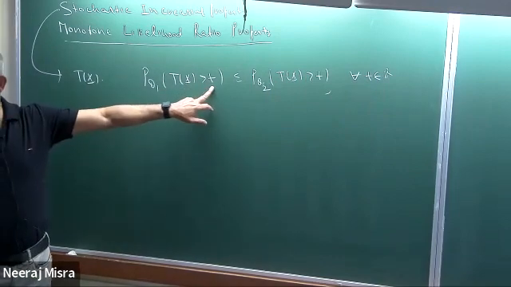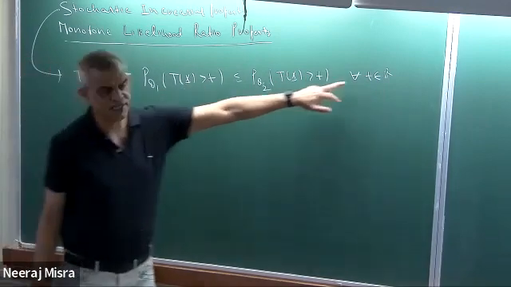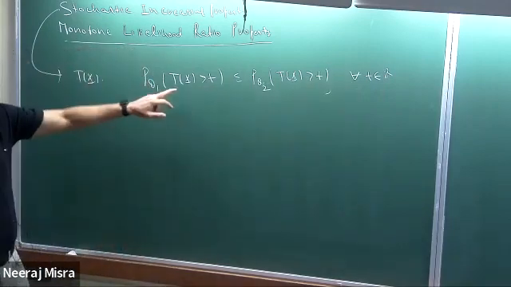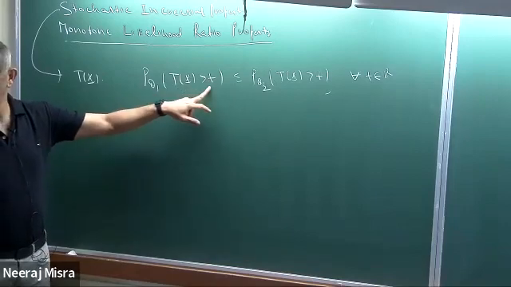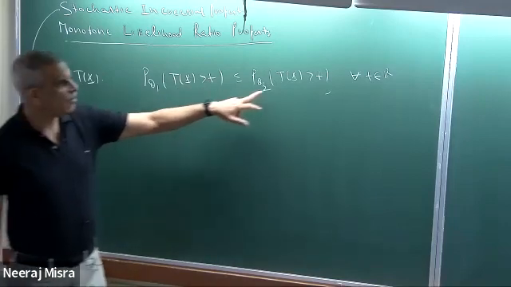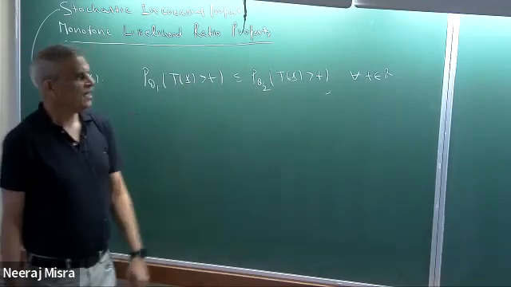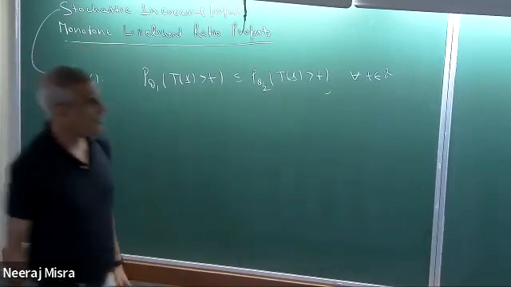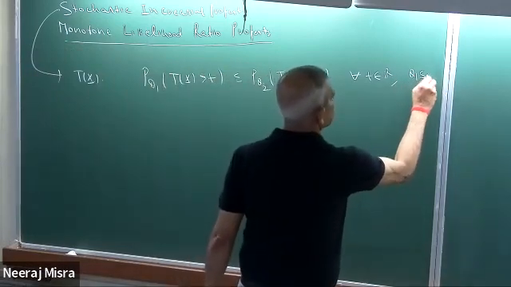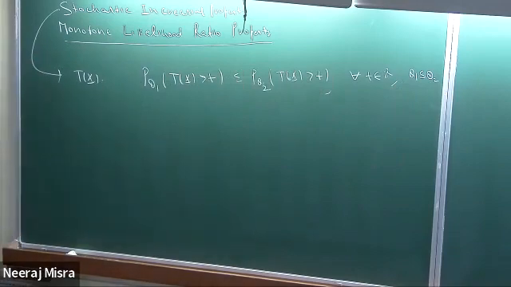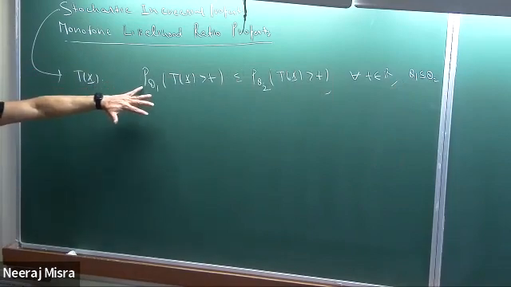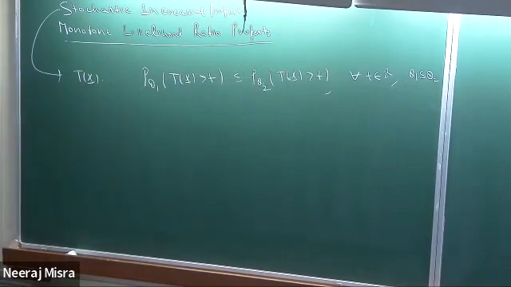That means whatever threshold small t you take, small t is a fixed quantity, the probability under theta 1 that T(X) takes values larger than t is always smaller than the probability under theta 2 that T(X) takes values larger than t, for every theta 1 less than or equal to theta 2. If that happens, we say that the statistic T(X), which is coming from a family of distributions, has a stochastic increasing property.